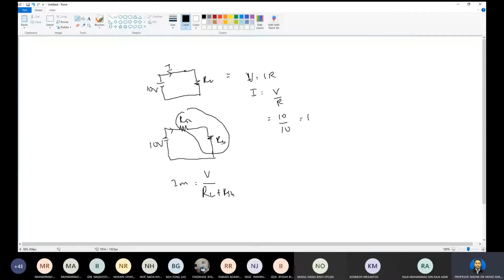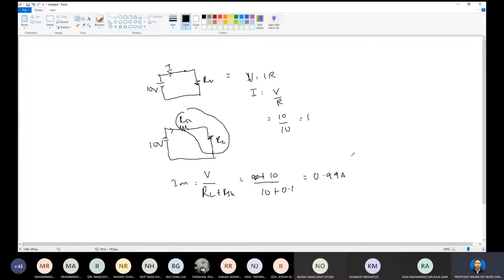So it equals 10 over, RL is 10 ohms, and R shine is 0.1 ohms. For the first case, where R shine is given as 0.1 ohms, the answer will be 0.99 ampere.